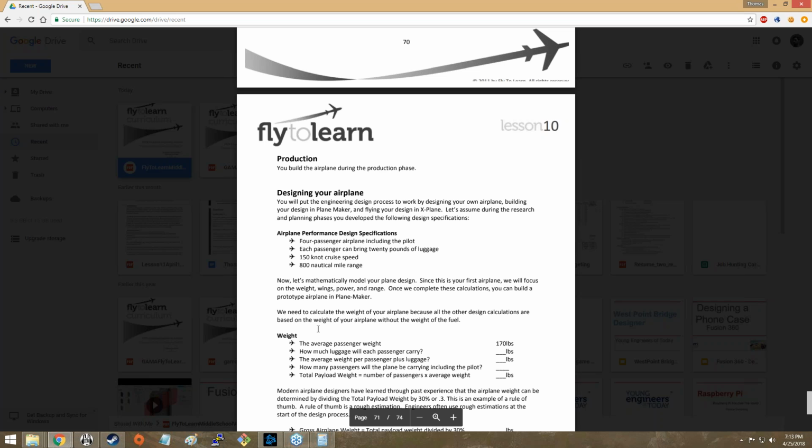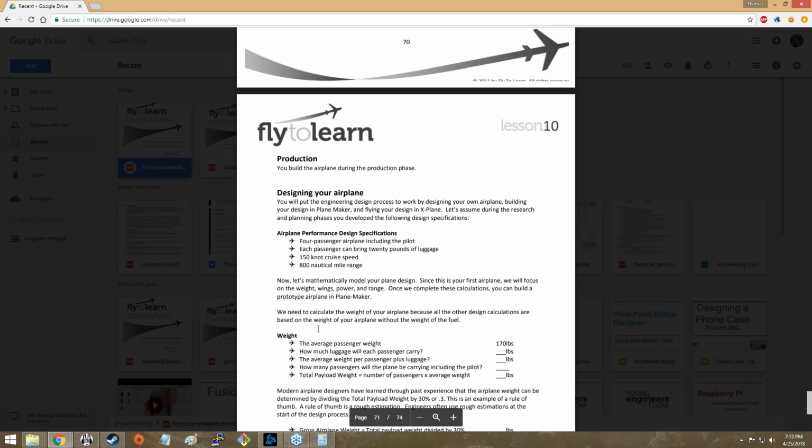So in this case, you would put the engineering design process to work by designing your own airplane, building your design in PlaneMaker, and then flying your design in X-Plane. Let's assume that during the research and planning phases, you developed the following design specifications. You wanted a 4-passenger airplane, including the pilot. You want it so that each passenger can bring 20 pounds of luggage. You want it so that the plane has a 150 knot cruise speed, so 150 miles an hour, but as the crow flies, and an 800 nautical mile range.